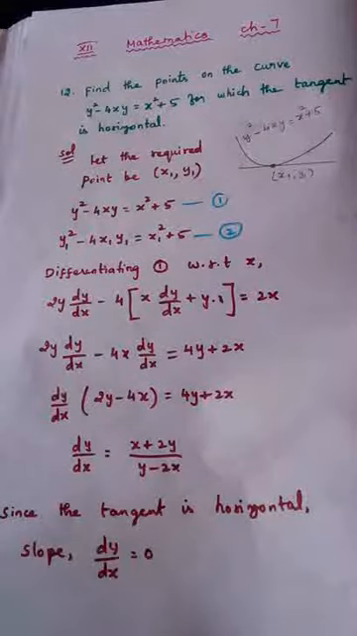And we also studied that equation of tangent, the formula is y minus y1 is equal to m into x minus x1, where x1 comma y1 is nothing but the point where the tangent meets the curve, and m is nothing but slope of the tangent at that point of intersection, that is x1 comma y1.